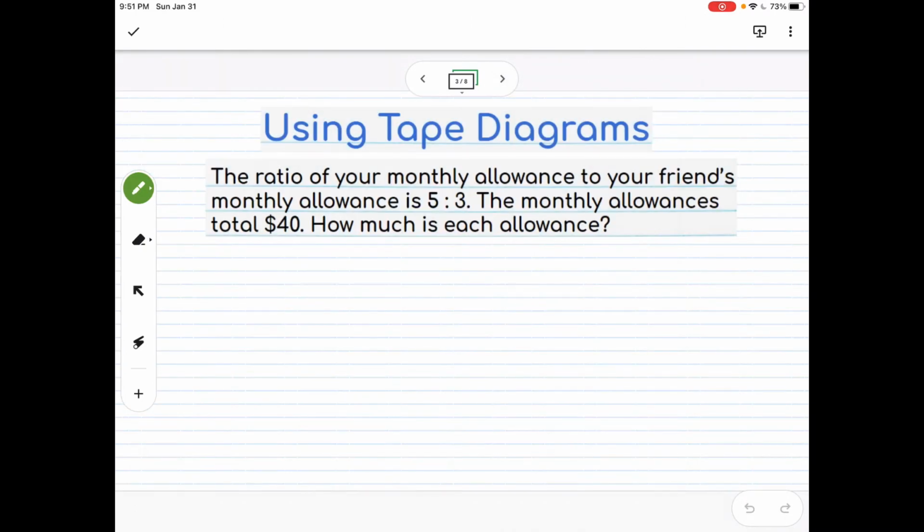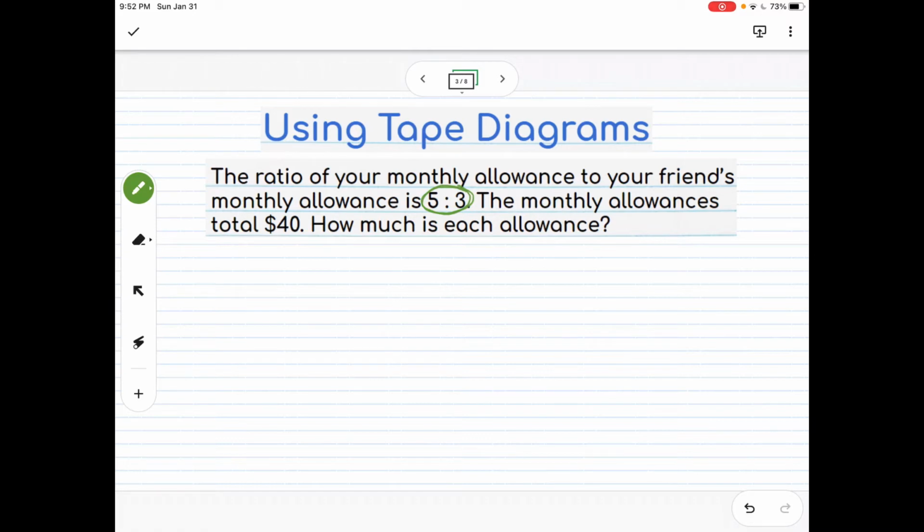All right, now let's talk about using tape diagrams to help us solve ratio problems. So I'm going to read out this example, and I'm going to introduce you guys to tape diagrams. I think you're really going to like them as a resource to help you solve ratio problems. This one says, the ratio of your monthly allowance to your friend's monthly allowance is 5 to 3. So we know that this is going to be a key concept right here. 5 to 3 is the ratio.